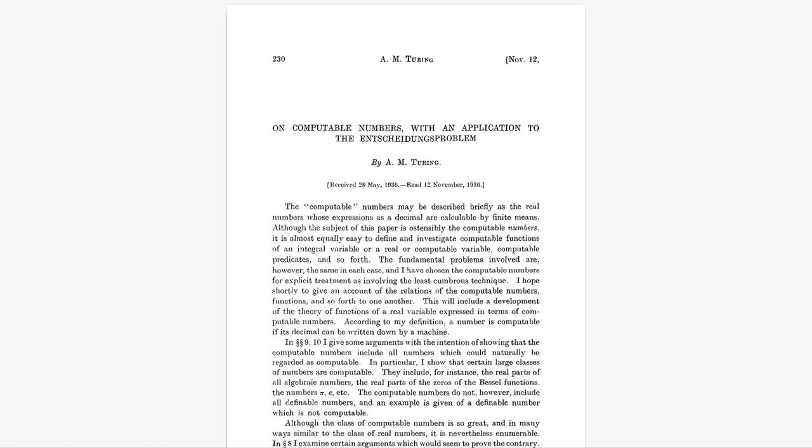Which brings us back to that Entscheidungsproblem. Remember that? Yeah, the decision problem, right? The idea that there's no universal algorithm to tell us if a mathematical statement is true or false. Right, right. Are these two ideas connected somehow? They absolutely are. In fact, Turing's proof that the Entscheidungsproblem is unsolvable is directly related to his discovery of these uncomputable numbers.